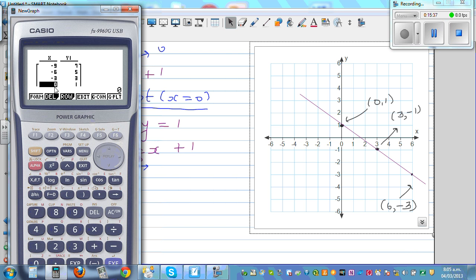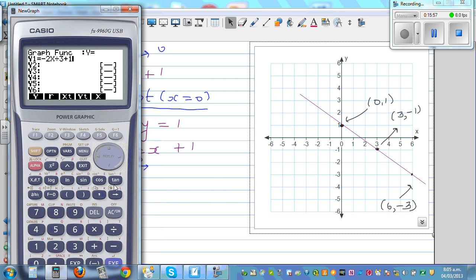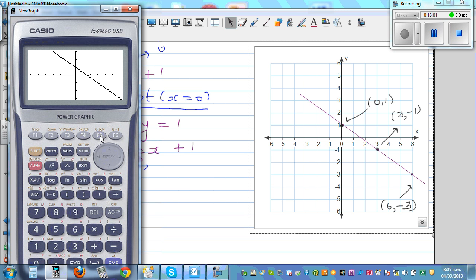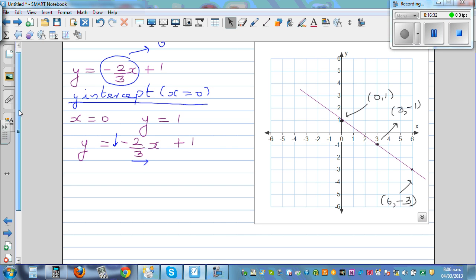Can you see this is 0, 1? The next point would be 3, negative 1, and the next point is 6, negative 3. Let me go to graph, scroll down, and draw the graph. With gsol, you can find y-calc when x is 0: when x is 0, y is 1. Again, y-calc when x is 3: y is negative 1. Again, y-calc when x is 6: y is negative 3. So this is how you can draw the equation of a straight line using any equation.